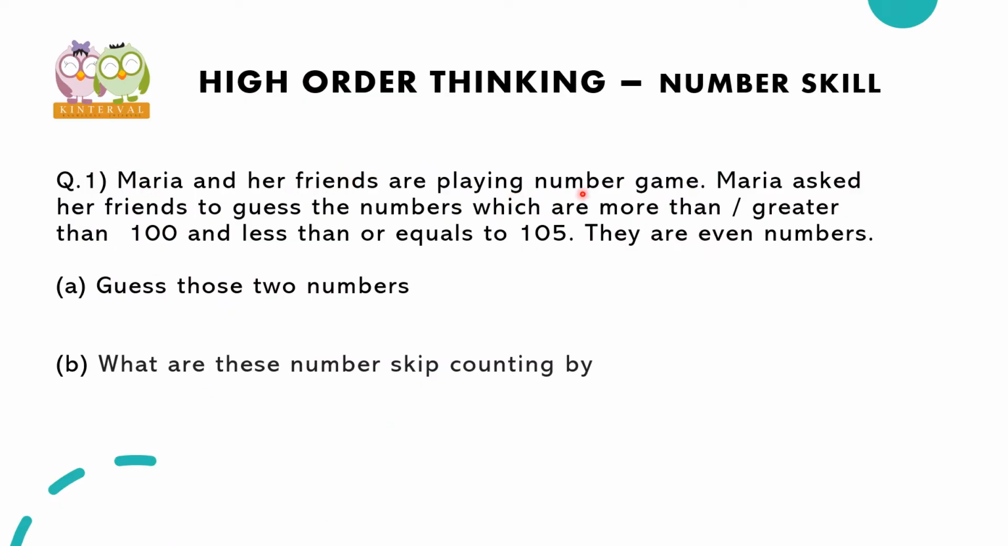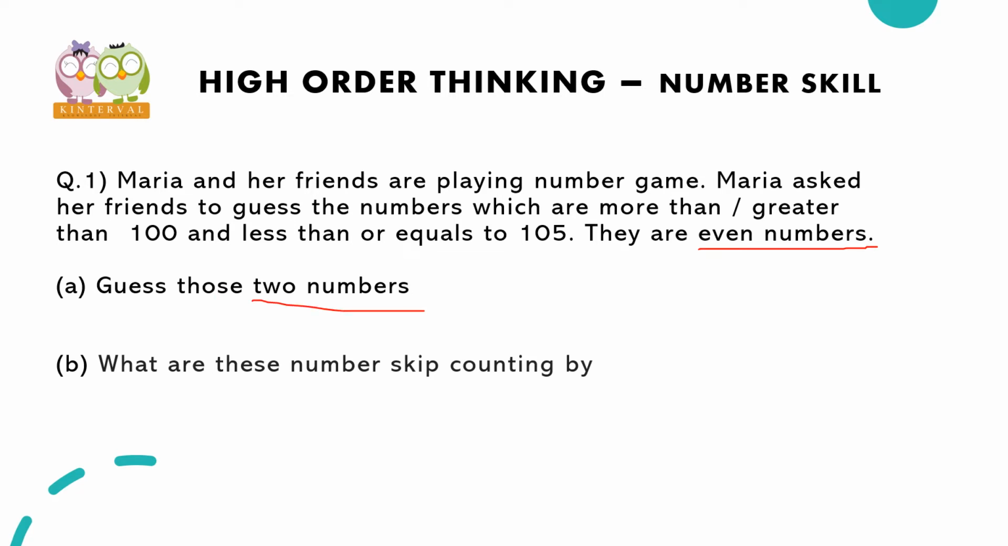Maria and her friends are playing a number game. Maria asks her friends to guess the numbers which are greater than 100 and less than or equal to 105. They are even numbers. They've given you a clue over here: they are even numbers. Now they want you to guess those two even numbers.